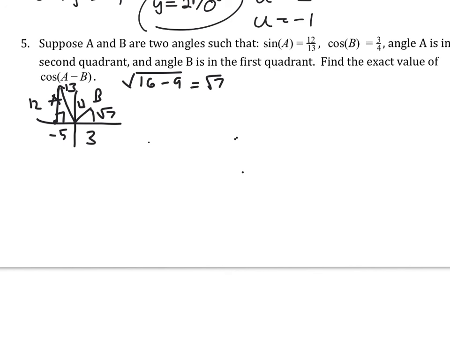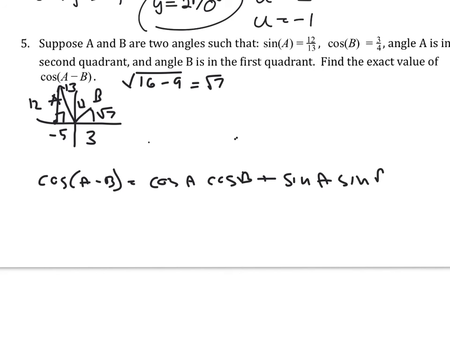So now we can go ahead. We have to figure that out because we're going to do the angle difference formula for cosine. Cosine of A minus B is cosine A, cosine B, plus sine A, sine B. And we get to fill in all these things. Cosine of A is going to be the x over the hypotenuse for angle A, which is negative 5 thirteenths. Times cosine of B. Cosine of B is given to us, that's 3 fourths. Plus sine of A was given to us, that's 12 thirteenths.